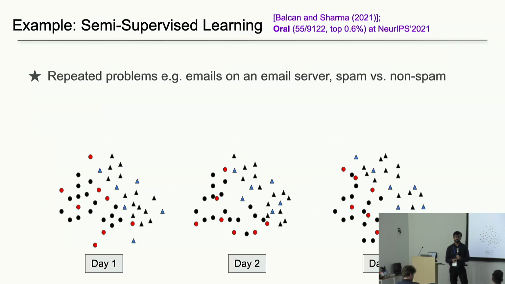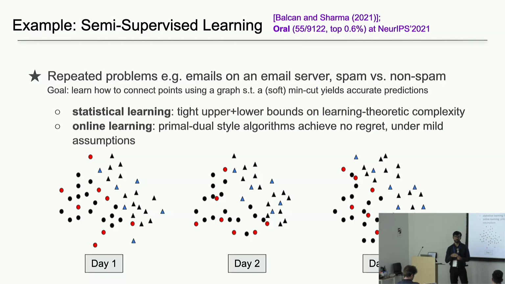All right. Some quick examples. On an email server, you get a bunch of new points every day, new emails. In the semi-supervised learning setting, for example, somebody marks some emails as important or spam manually, but for the vast majority of emails, you don't get any information, so they're unlabeled. So you get some labels and some unlabeled points, and you want to figure out how to classify all points, right? You can do both statistical learning as well as online learning.